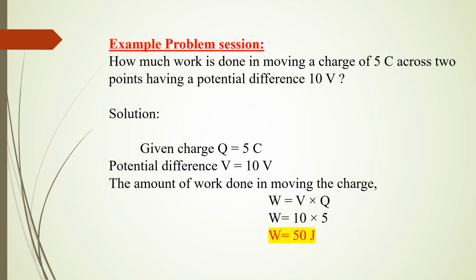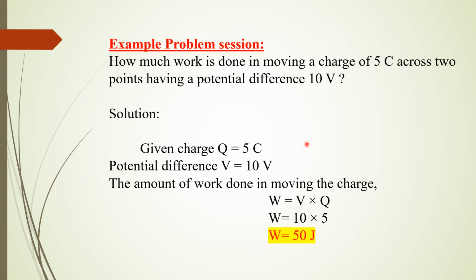Okay, next, problem session. Now we learned the formula W is equal to V into Q. Yes? Okay, in this case V is equal to W by Q we have done. Now I need the work done. So here, how much work is done? They asked a question like this. So I need work done. The charge of 5 coulomb they have given, and the potential difference they have given. They didn't give anything about work done, right?